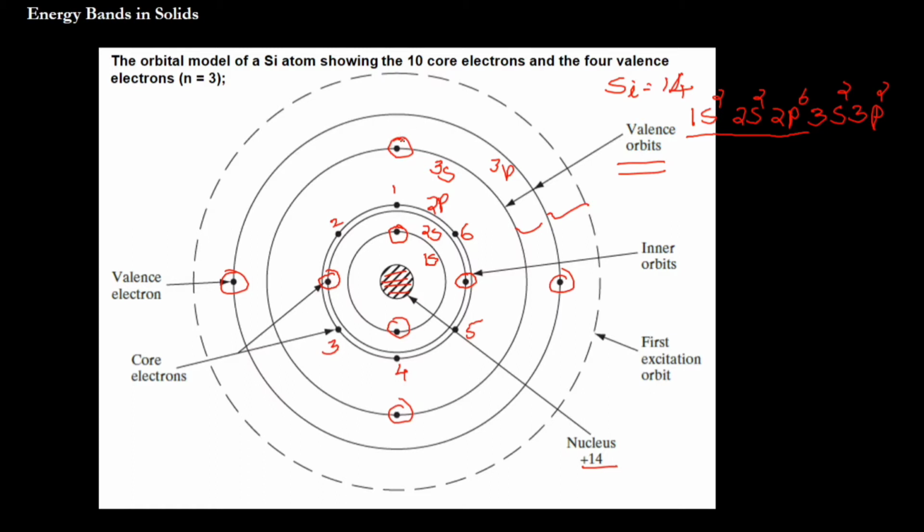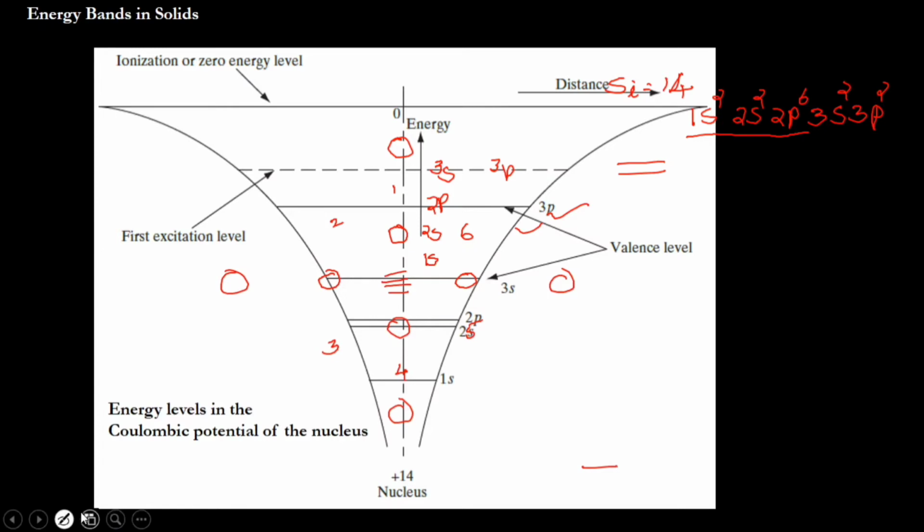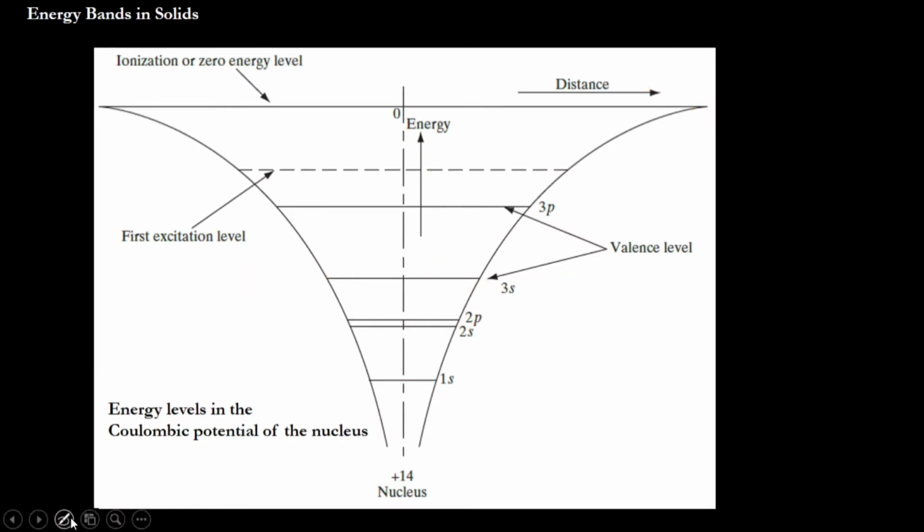As I told you in the previous class, each orbit corresponds to an energy level. If I represent the energy levels, it looks like this. Just the nucleus of the atom, and here we have an s orbit. Here we have an s orbit, right? Think 3-dimensional. This is my 1s orbit.